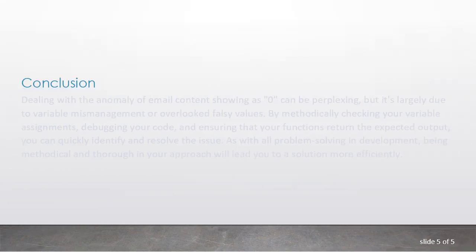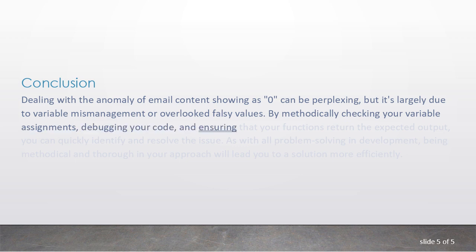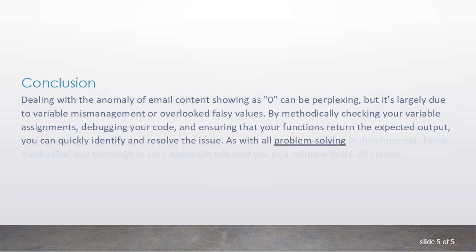Conclusion. Dealing with the anomaly of email content showing as 0 can be perplexing, but it's largely due to variable mismanagement or overlooked falsy values. By methodically checking your variable assignments, debugging your code, and ensuring that your functions return the expected output, you can quickly identify and resolve the issue. As with all problem solving in development, being methodical and thorough in your approach will lead you to a solution more efficiently.